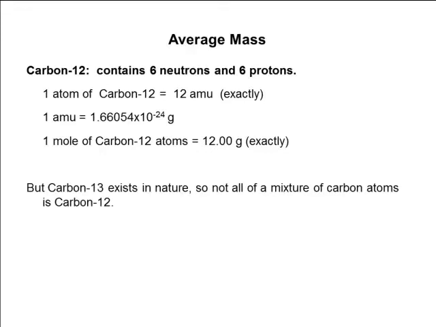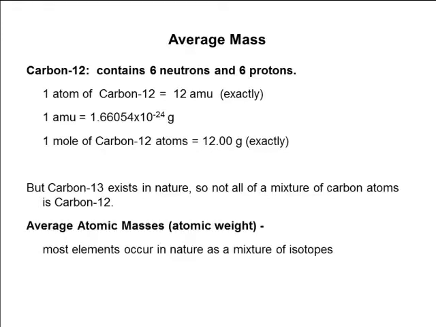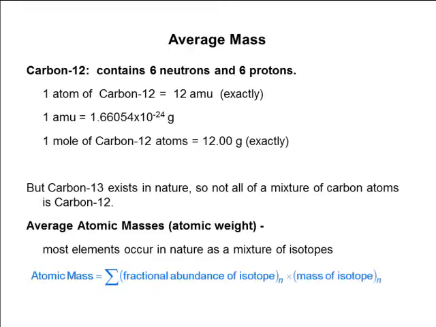But we have carbon-13 in nature as well. So when we look at carbon in nature, it could be carbon-12 or carbon-13. Because most elements occur in nature as a mixture of isotopes, we look at the average. The atomic mass is equal to the sum of the fractional abundance of the isotope times the mass of that particular isotope. On the periodic table, the mass is typically under the atomic symbol. Those masses are not whole numbers because of those isotopes.